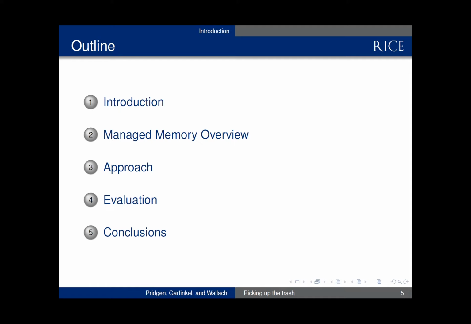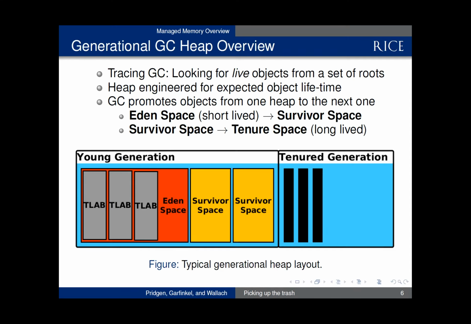So the rest of the presentation is laid out in the following manner. I'm going to give an overview of managed runtimes, basically the garbage collection process or generational garbage collection. Talk a little bit about our approach, give the evaluation of our approach, and then conclude the presentation. So generational garbage collection can be thought of as a multi-partition memory structure. The heap in generational garbage collection is engineered based off object lifetime. In general, objects live and die very quickly, and the objects that do remain for a long time are expected to stay in the heap for much longer periods of time.